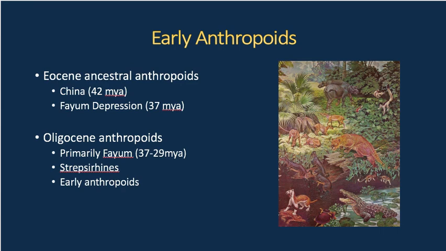Jumping forward a little ways, we have some ancestral anthropoids appearing during the Eocene in China at 42 million years ago and at a site called the Fayum Depression in Egypt at 34. Moving into the Oligocene, we see more anthropoids in Fayum and other places as well.